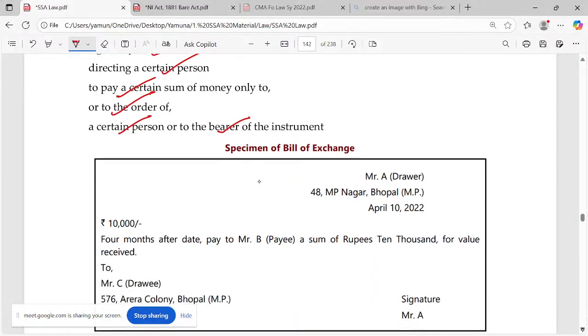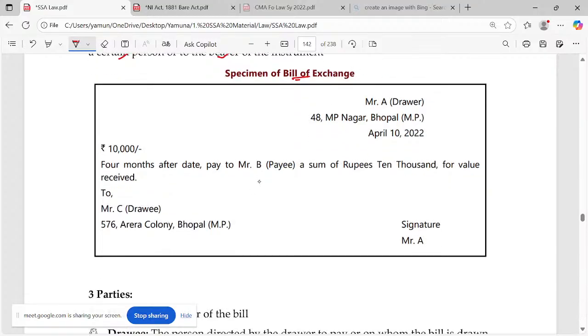Okay, seller point of view. So it's a specimen. He's the drawer. He signs. It should be written and signed, right? How much is the amount? What date? 3 months from date. I promise to pay Mr. B a sum of rupees 10,000 for value received.